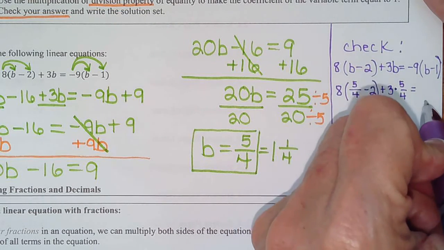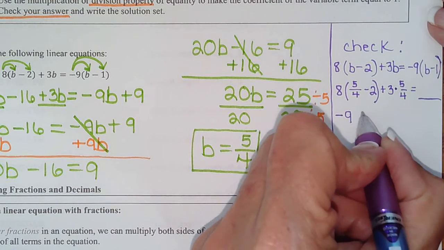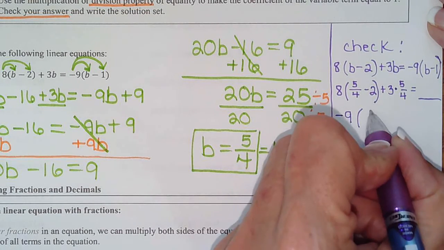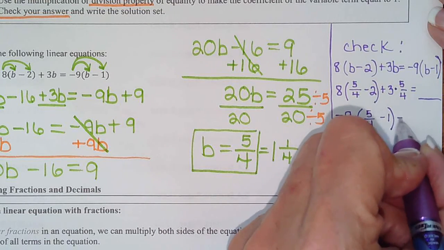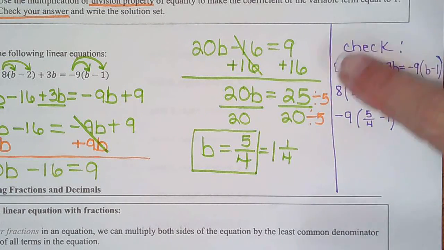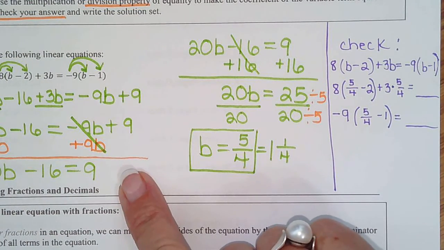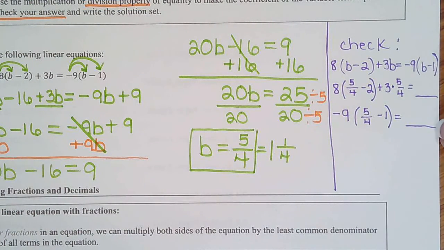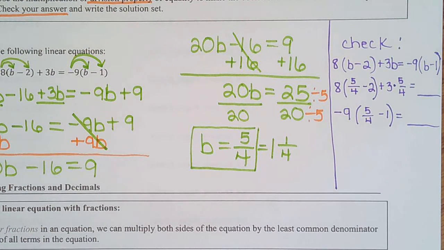And I'm going to get a number there, so I'll just put that there. Then on the other side, I'm going to type in negative 9 parentheses 5/4 minus 1, close parentheses. So if those two answers match, I go, yes, I did it right. If they don't match, well, first I would check your work here and make sure you wrote everything correct. If you can't find an error, then go over here and look. But if you've done the problem correctly, the two sides of your equation should always give you the same number.